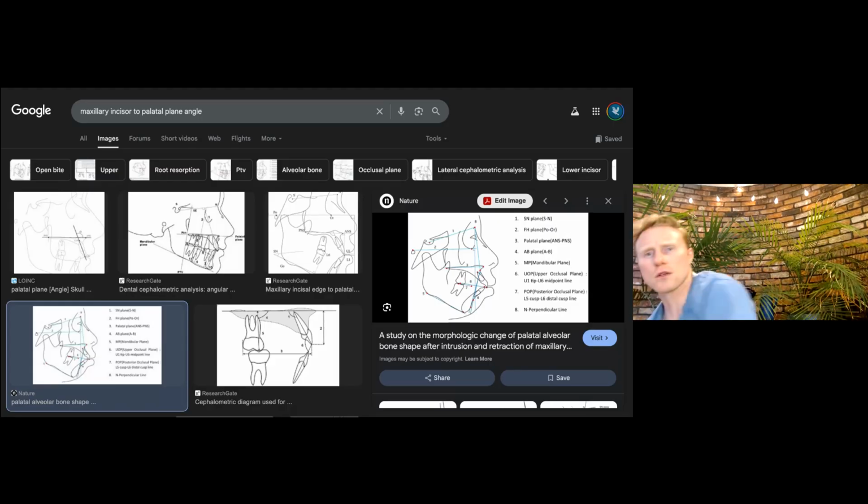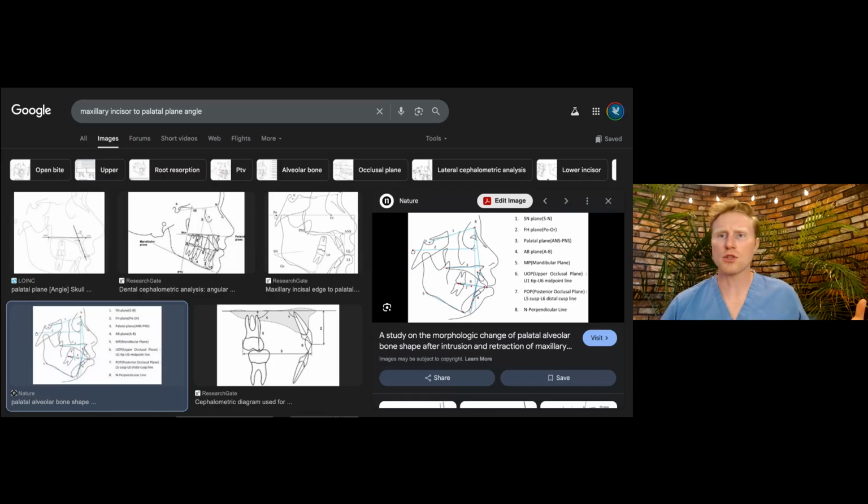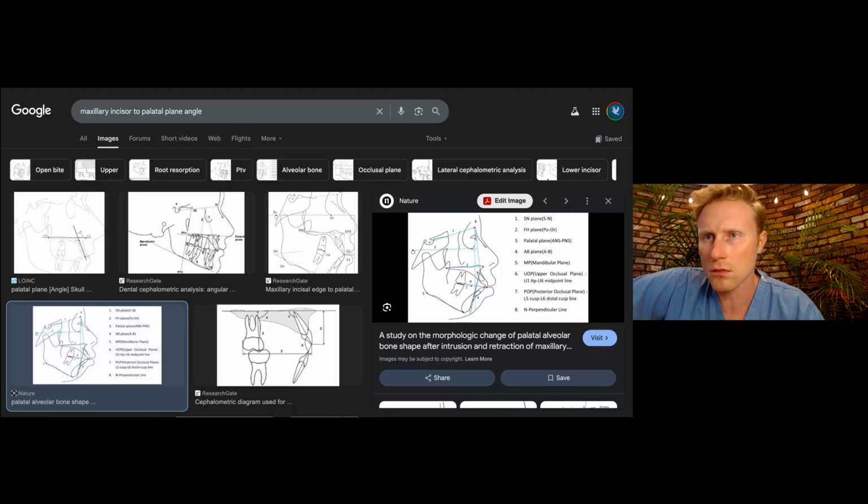What's the most common cause of relapse after BSSO in this patient, and how do you prevent it? We already said this. We said that it's going to be relapse due to muscle pull, the muscle vector postoperatively. Why are we doing this question again?